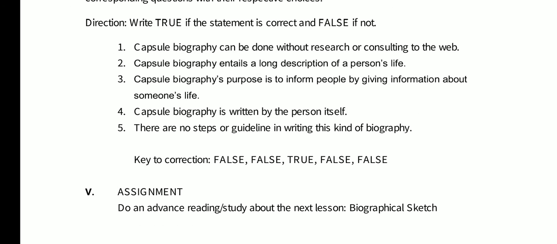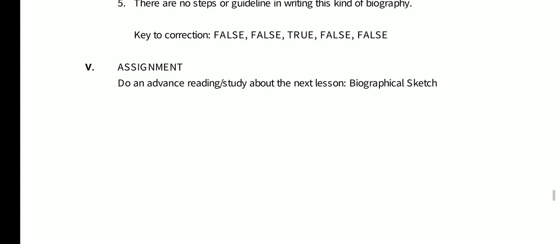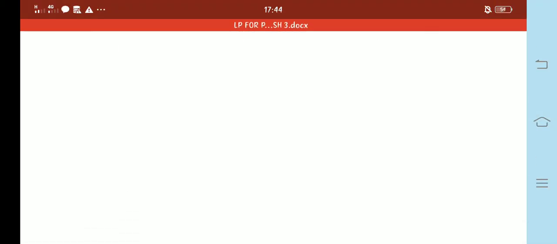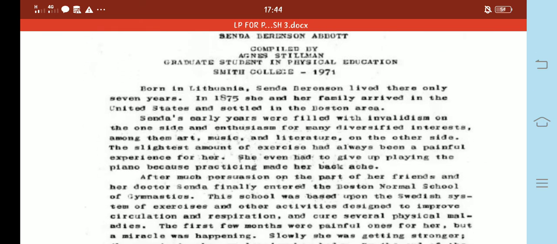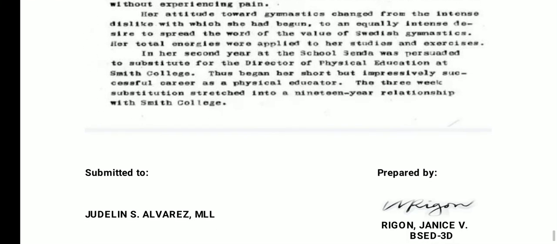Here's the key to correction. And for their assignment, they are to do an advanced reading or study about the next lesson, which is biographical sketch. So on the last page, here is the sample in which they will be identifying the elements, and this is prepared by me, Janice Rigon. Thank you po, ma'am.